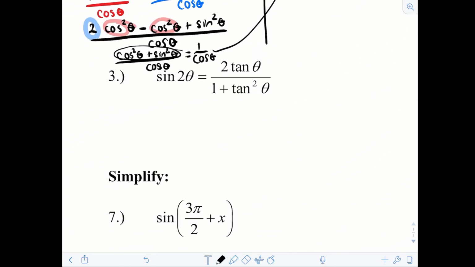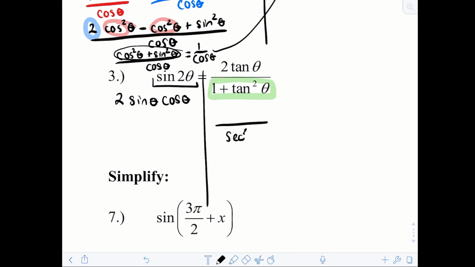Number 3. This is going to turn into 2 sine of theta, cosine of theta. That is one of the formulas that is going to be given to you tomorrow. So sine of 2 theta, that's going to be 2 sine cosine. On the right-hand side, this quantity right here, 1 plus tangent squared, is going to end up giving us secant squared theta with a 2 tangent theta.